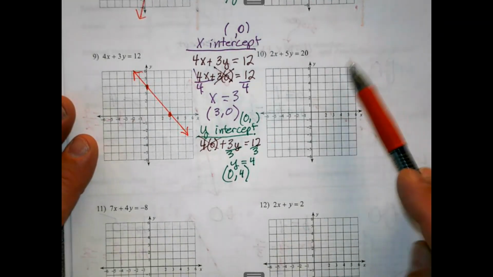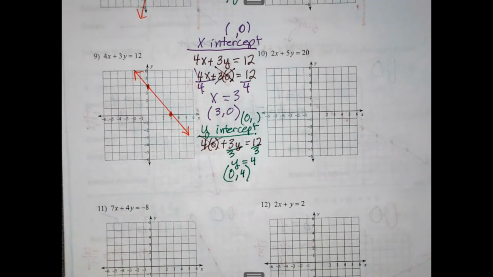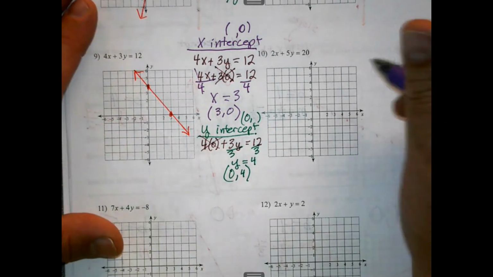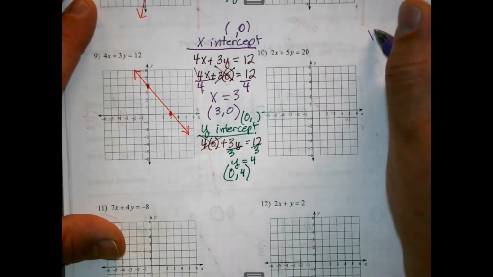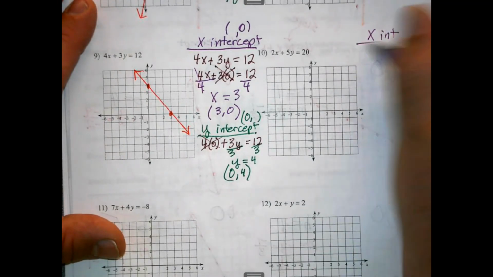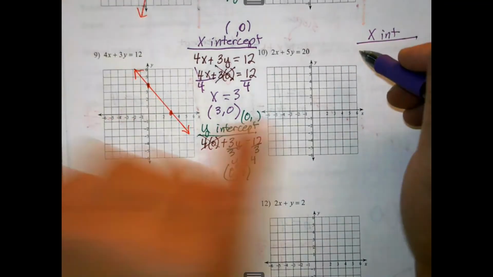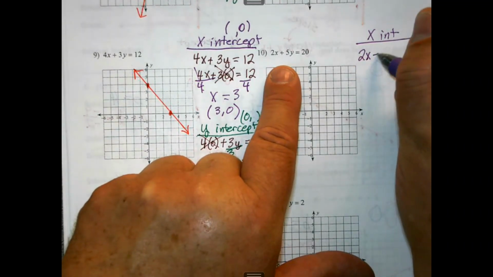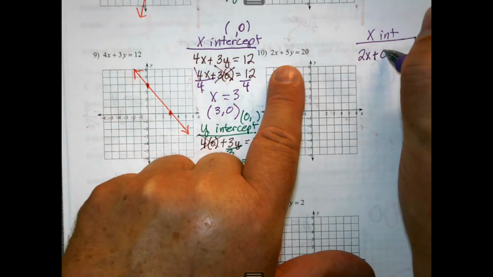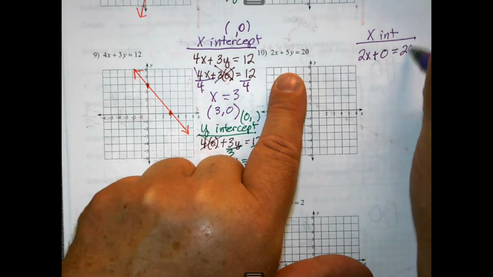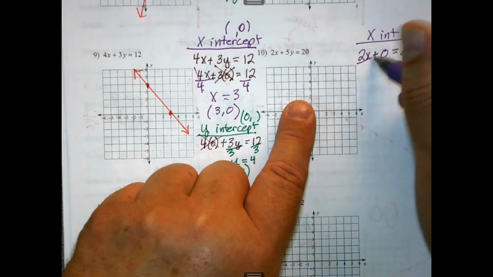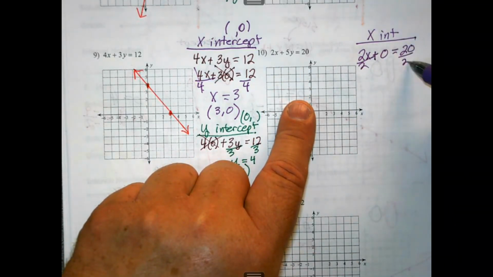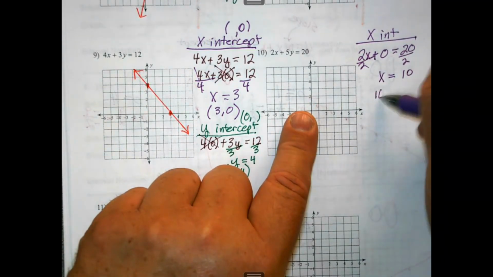Number 10. Let's do number 10. My x-intercept. I substitute in 0 for y, so I got 2x plus 5 times 0 is just 0, equal 20. Divide by 2, so my x equals 10. So my coordinate is 10, 0.